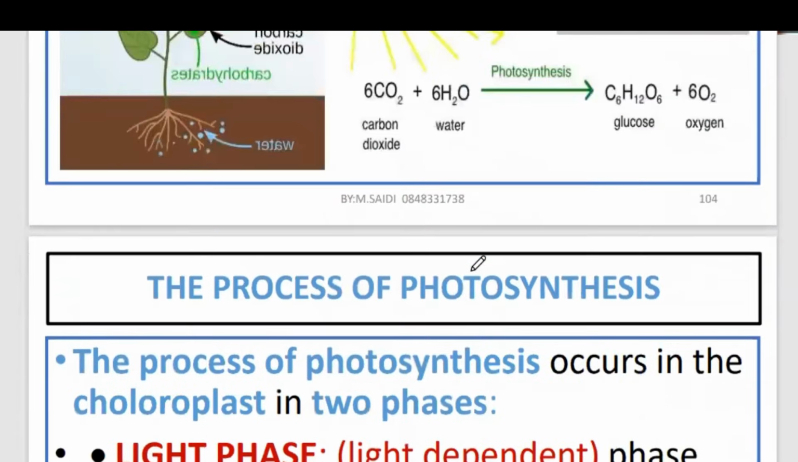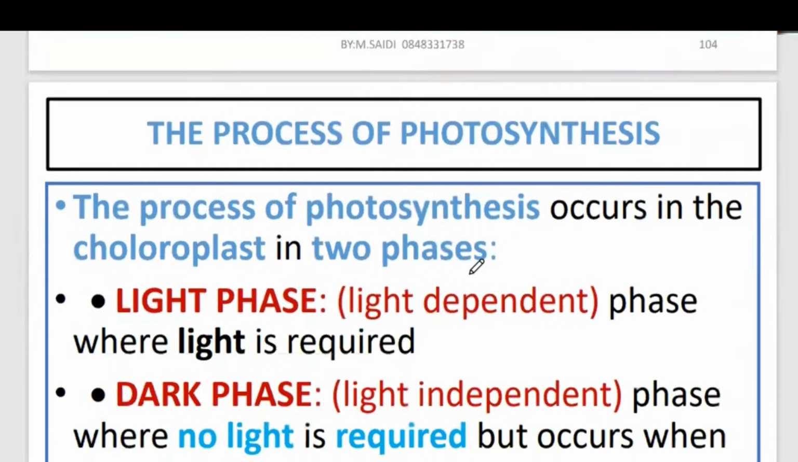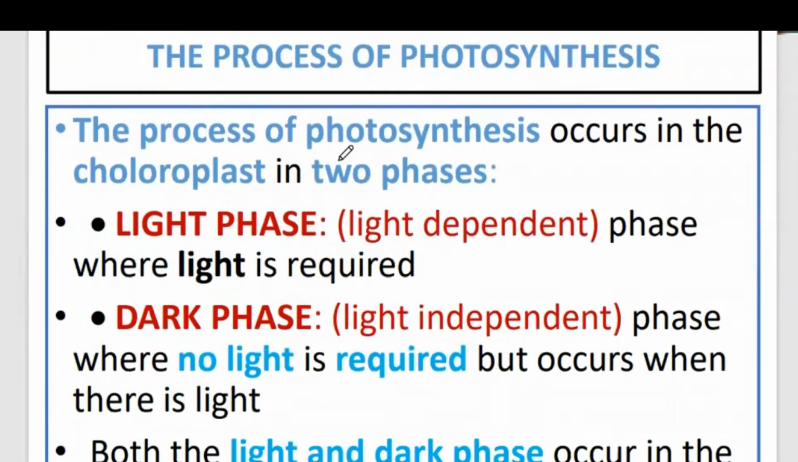So that's actually what is happening in photosynthesis. Let's look at the process of photosynthesis. The process of photosynthesis occurs in the chloroplast in two phases. As I said, we have the light-dependent phase, the light phase, where light is required. It means that if we don't have light, photosynthesis cannot take place. So we require the first phase, which has light, and then we require the second phase.